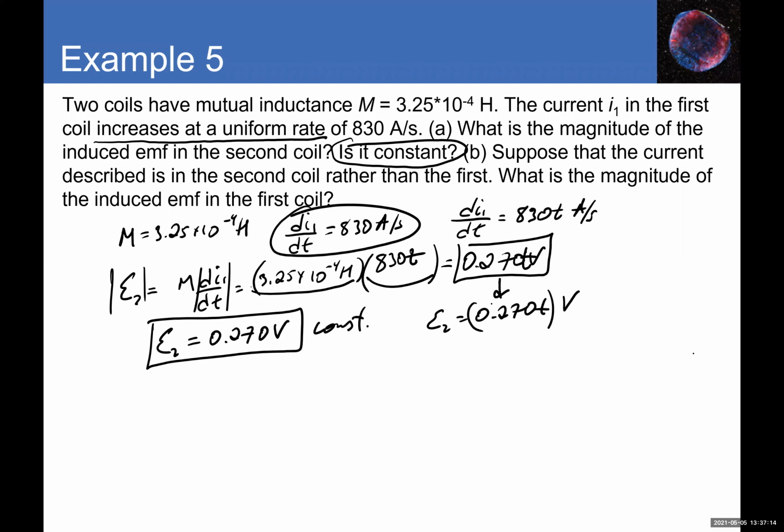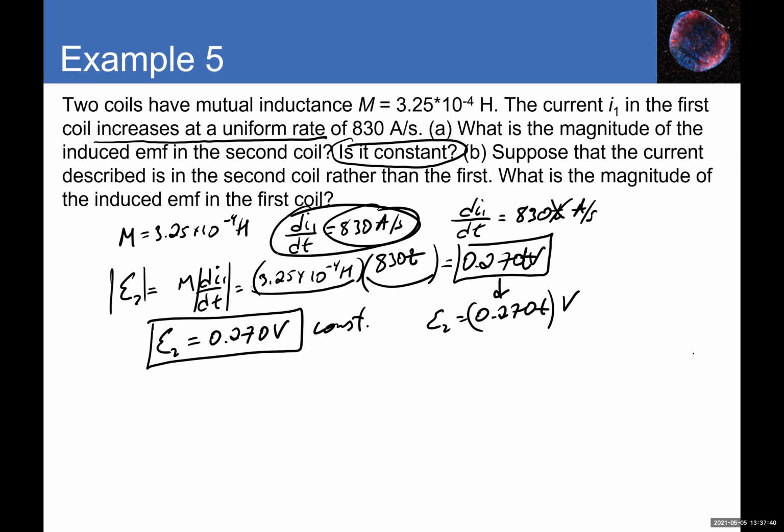But it's not, because there is no t, so it is uniform. It's a uniform rate. That means every second the current increases by 830 amps. The first second it's 830. Next second it increases by 830. The third second it increases 830 on top of what it was before. So the rate at which it's changing is constant, which means the EMF is always going to be constant.